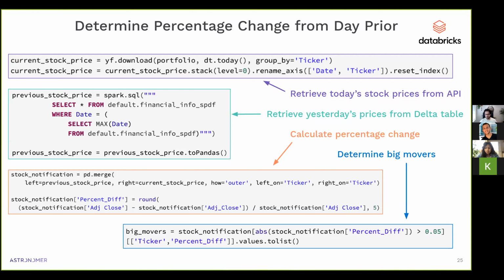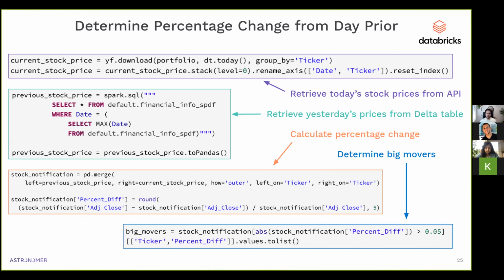So let's say today I run this job, it takes today's stock prices, and also appends that to this Delta table. So it's done every single day, and this Delta table contains the historical stock prices. So we retrieve yesterday's stock price, and then we have today's stock price. We calculate the percentage change in the stock price. And then we determine, quote unquote, the big movers.